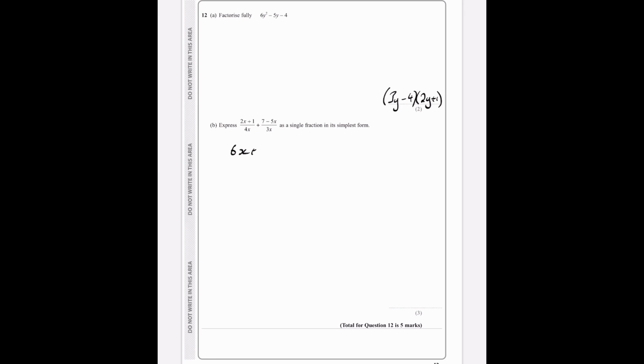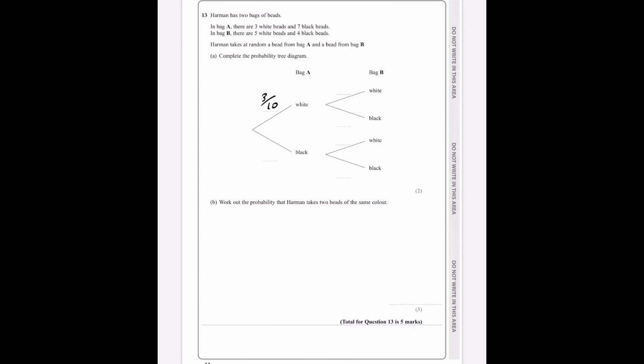For B, common denominator, well, the lowest common multiple of 4x and 3x is 12x, so I'll multiply the first fraction, the top and bottom, by 3, and the second fraction, the top and bottom, by 4. We'll get a common denominator, add the numerators, 31 minus 14x over 12x. If you've written minus 14x plus 31, that's absolutely fine.